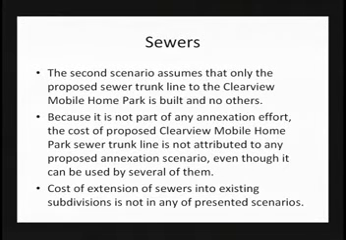Next slide. The second scenario assumes that only the proposed sewer trunk line to the Clearview Mobile Home Park is built and that no others are. Because it is not part of any annexation effort, the cost of the proposed Clearview Mobile Home Park sewer trunk line is not attributed to any annexation scenario, even though it can be used by several of them. The cost of extension of sewers into existing subdivisions is not included in any of these presented scenarios. Next slide.